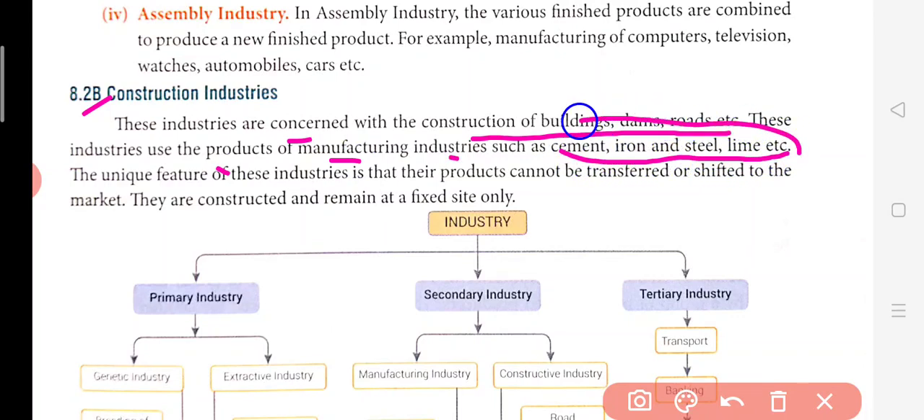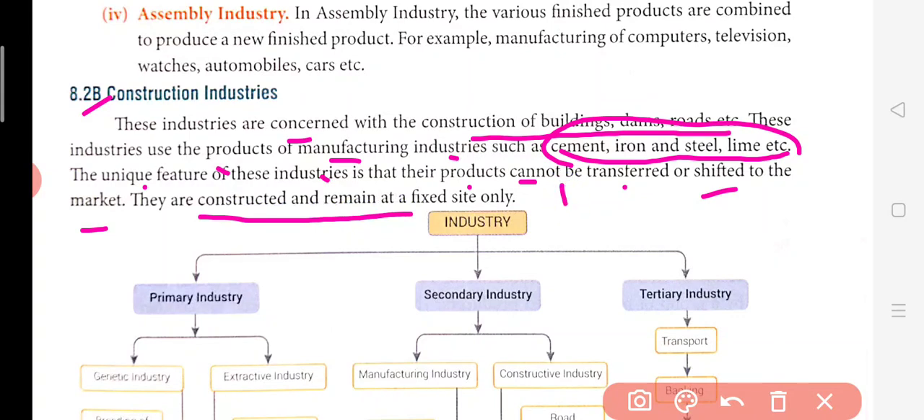Now this cement, iron, steel, rod which we purchase from the market simply to make our houses, buildings, etc. So all these things are used in the construction industries. Now the unique feature of this industry is that their product cannot be transferred or shifted to the market. They are constructed and remain at one site only.